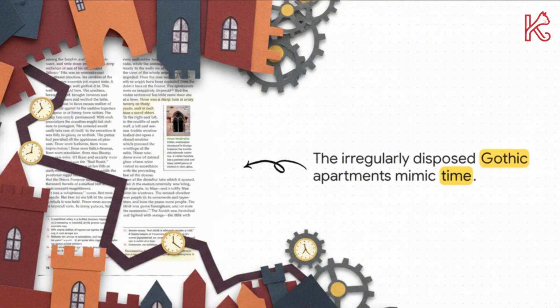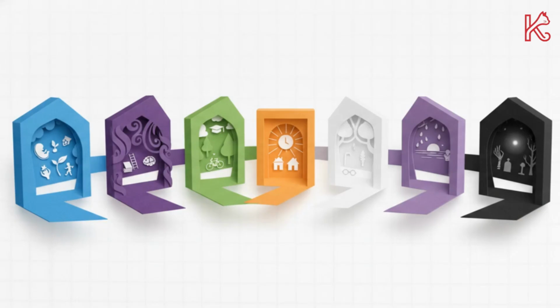This structural fragmentation perfectly and chillingly mirrors the human experience of time. We can only experience the present moment. We cannot see our own future or what lies around the next corner of our lives. Let's look at how these rooms map directly to the human lifespan. The rooms progress from east to west, which follows the path of the sun, a classic symbol for the span of a day or a life.